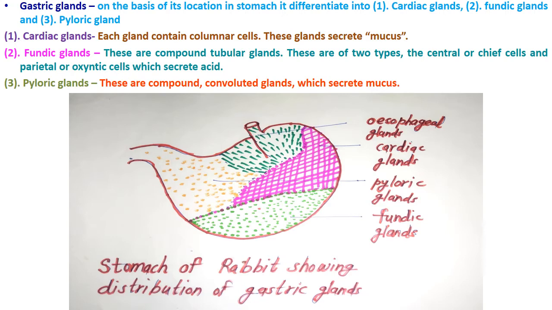These glands secrete mucus. Fundic glands are compound tubular glands. These are of two types: the zymogenic or chief cells and parietal or oxyntic cells, which secrete HCl. Pyloric glands, these are compound convoluted glands which secrete mucus.